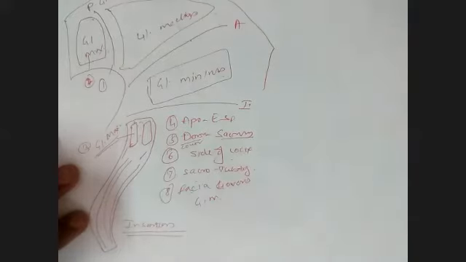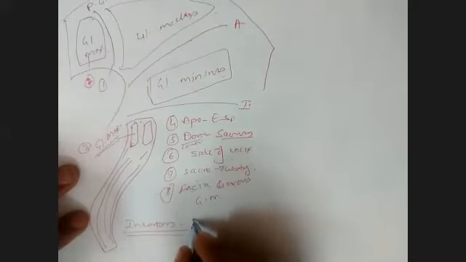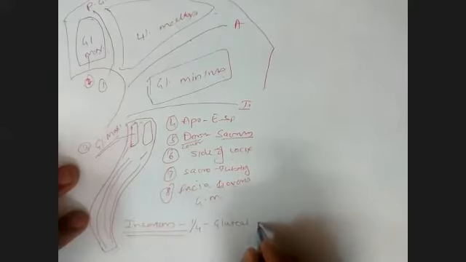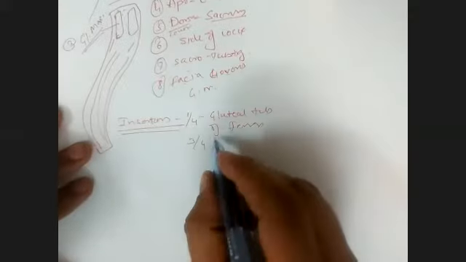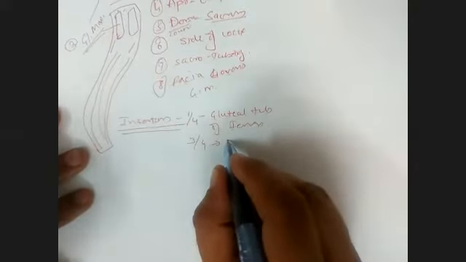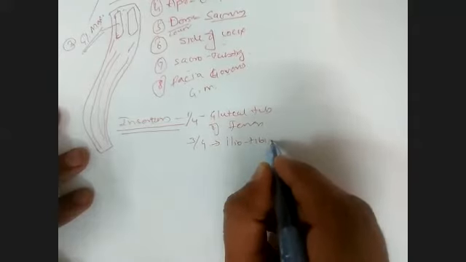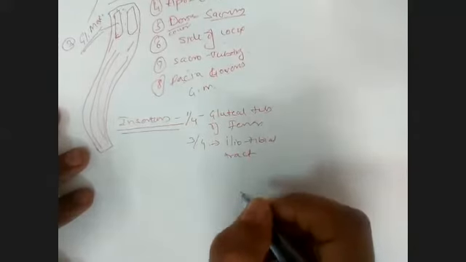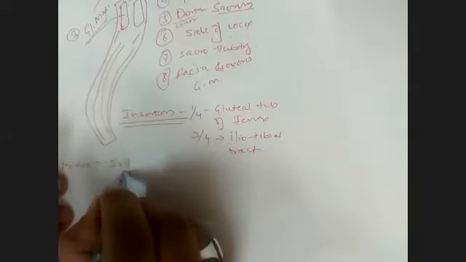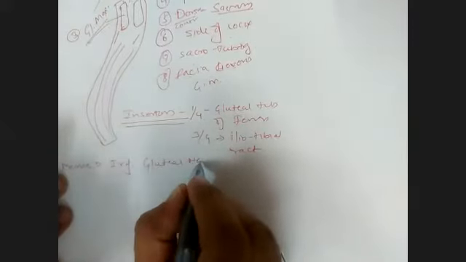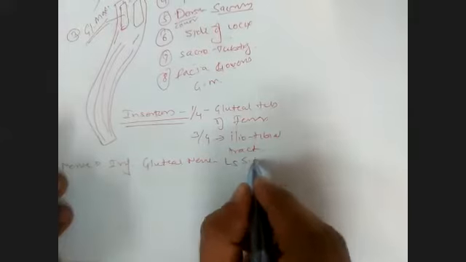Its insertion is on the gluteal tuberosity of the femur for three fourths of the fibers, and one fourth of its fibers get inserted on the iliotibial tract. The nerve supply is from the inferior gluteal nerve. Root value is L5, S1, S2.